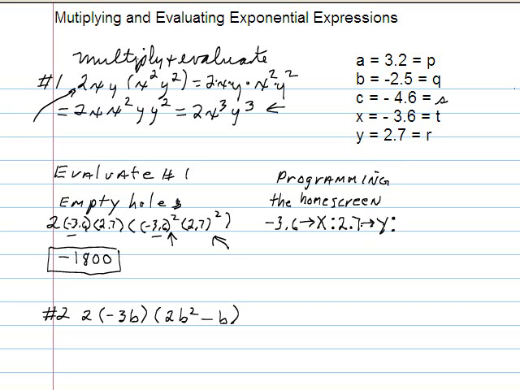Now here's the really cool part about programming the home screen. Once you've assigned values to your variables, you simply record exactly the expression that you want to evaluate. I told you we were going to evaluate this expression once before we simplified it, like this, and then we were going to evaluate it again after we simplified it. So here I'm going to evaluate it, and here's all I have to do.